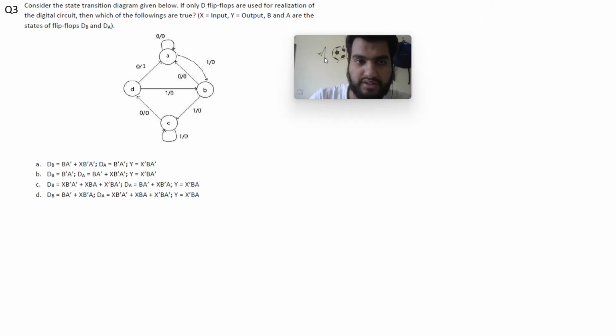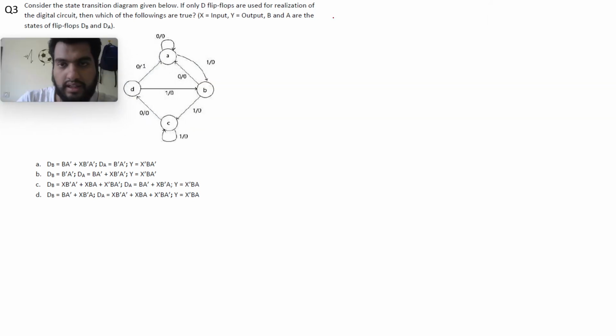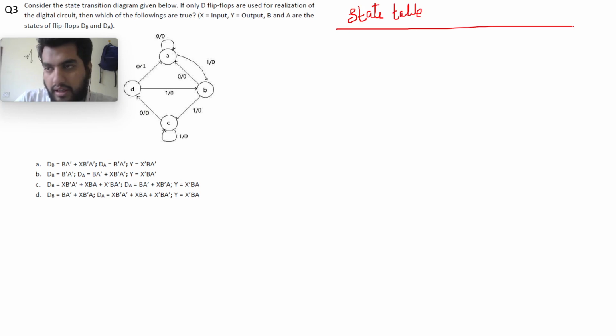Let's first construct a state table, then we can proceed. The state table can be made up like this. Here I'll write state table, and here I'll write PS, that stands for present state.